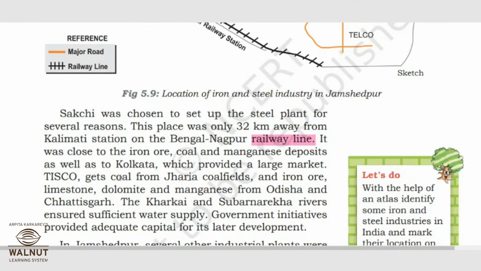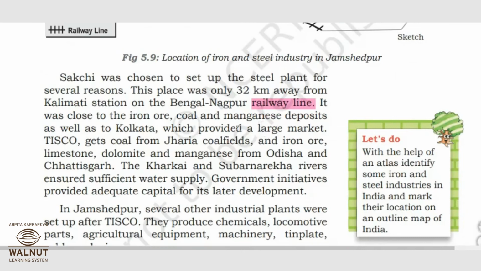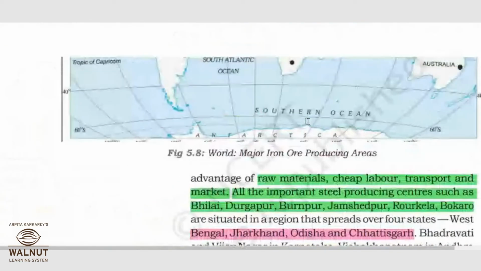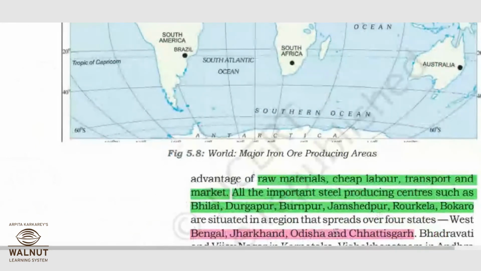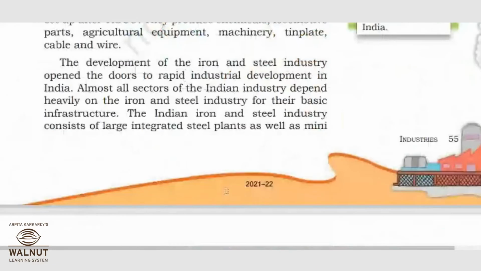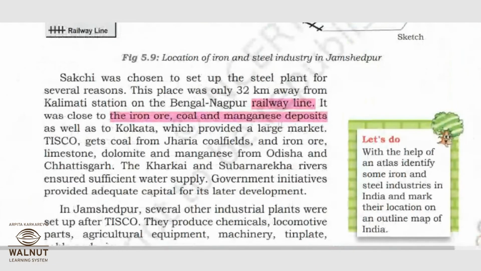It was close to the iron ore, coal, and manganese deposits, as well as Kolkata, which provided a large market. So it was close to raw materials, because all these four states which we highlighted here, that is West Bengal, Jharkhand, Odisha, Chhattisgarh, all have these raw materials in huge amounts. Then it provided a market for them to purchase the raw material.